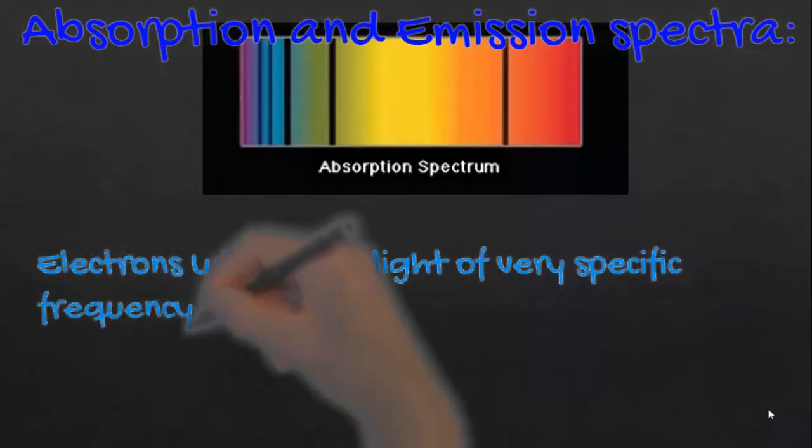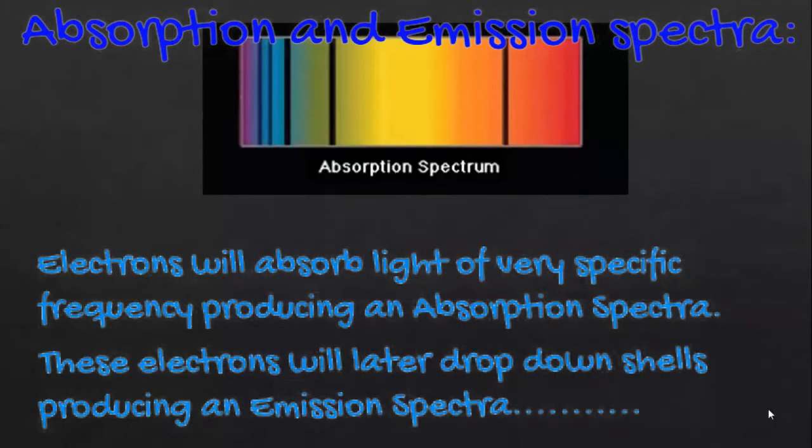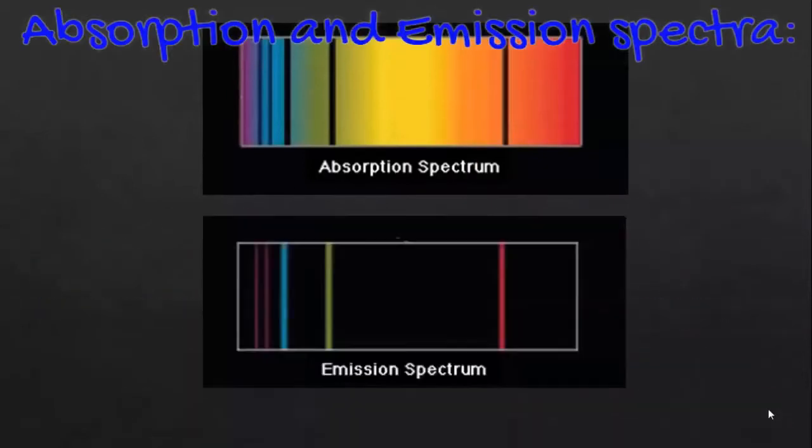Electrons will absorb light of very specific frequencies, giving an absorption spectra, and then they'll fall down a shell level and give off light of another specific frequency.